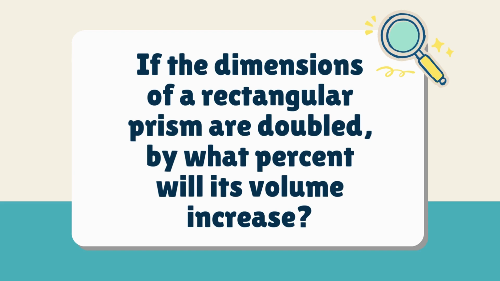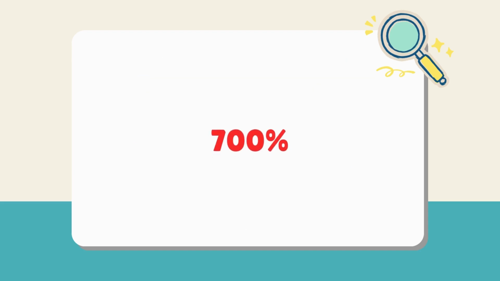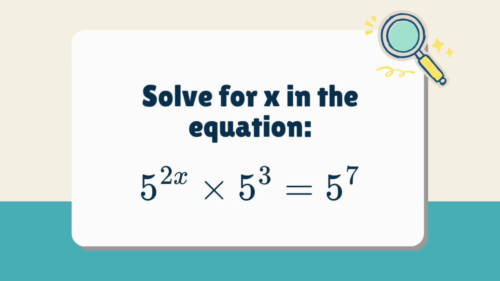Time's up. The correct answer is 700%. Next, solve for x in the equation. 5 raised to the power of 2x times 5 raised to the power of 3 equals 5 raised to the power of 7. Your timer starts now.